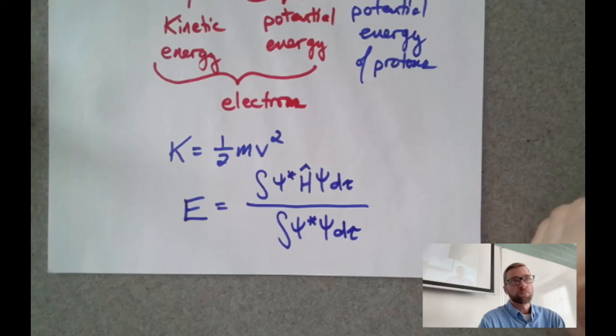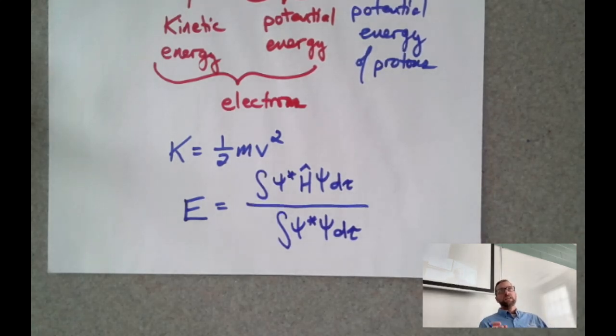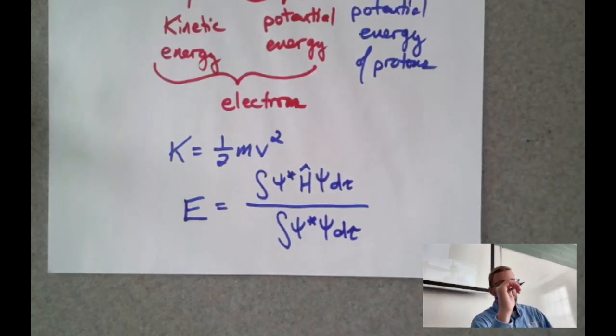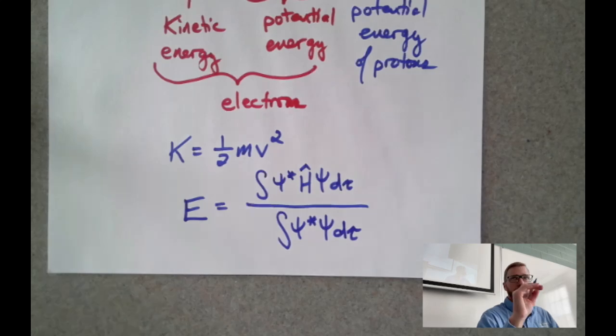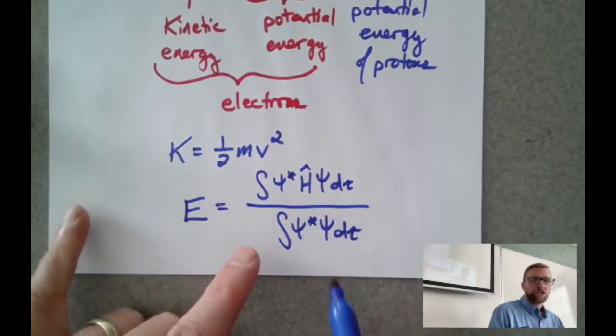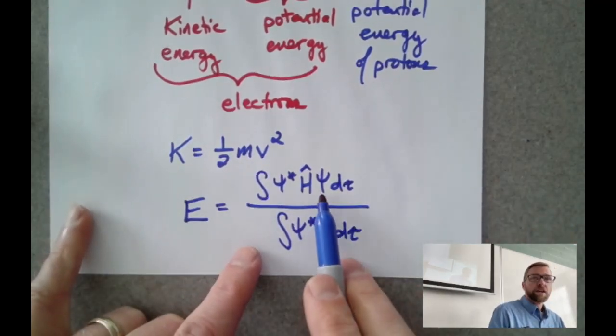Now, the variational principle says that the energy that you calculate is always going to be greater than or equal to the real energy. So what we're getting is a bound on the energy. But that's not something of particular concern for us. This is an approximation, and it's only an approximation if the wave function is not the exact solution.